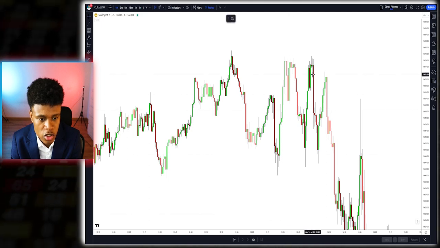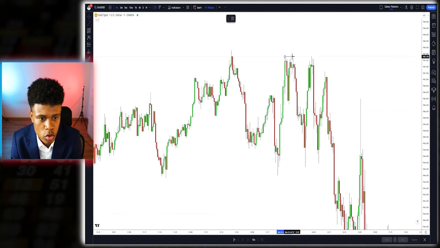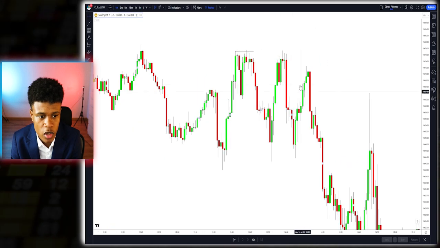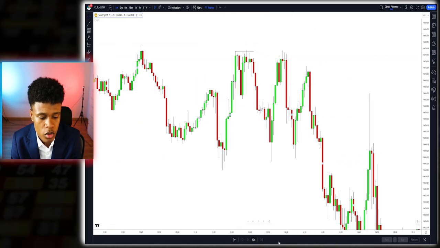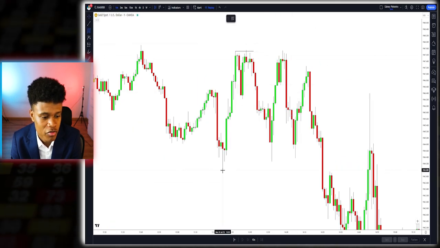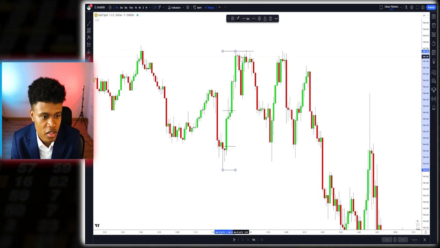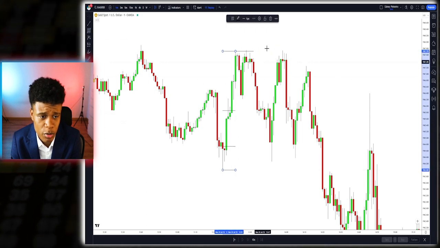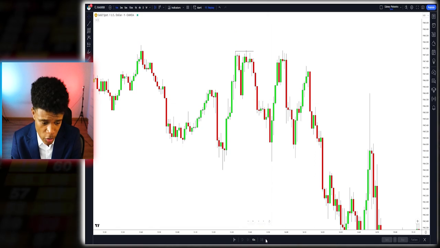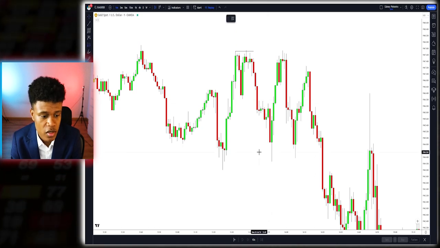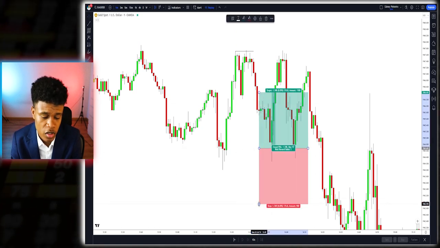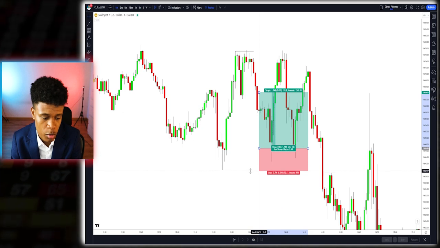I'm saying this is a shift of market structure because if you guys pay attention, you will see clearly here that we actually broke above. So if I place my Fib from this low to this high, I can see that this retracement never touched 50%. So probably this is a trap, and as you guys could see, it was really easily detectable, you know.